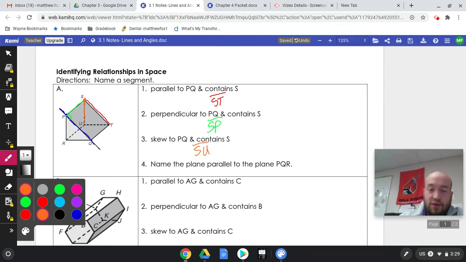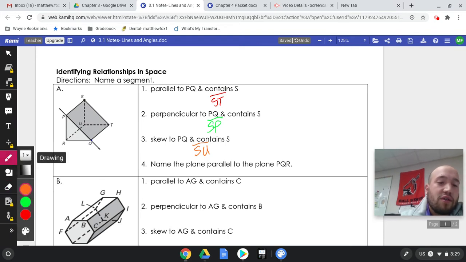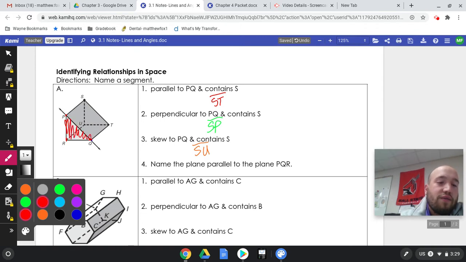Okay, now your final one. It says name a plane parallel to plane PQR. So let me erase all this. Let's first identify PQR. PQR, that's this front plane. And if we want to be parallel to that, it's going to line up with it. And that plane that's parallel is on the back side there, the triangle there.